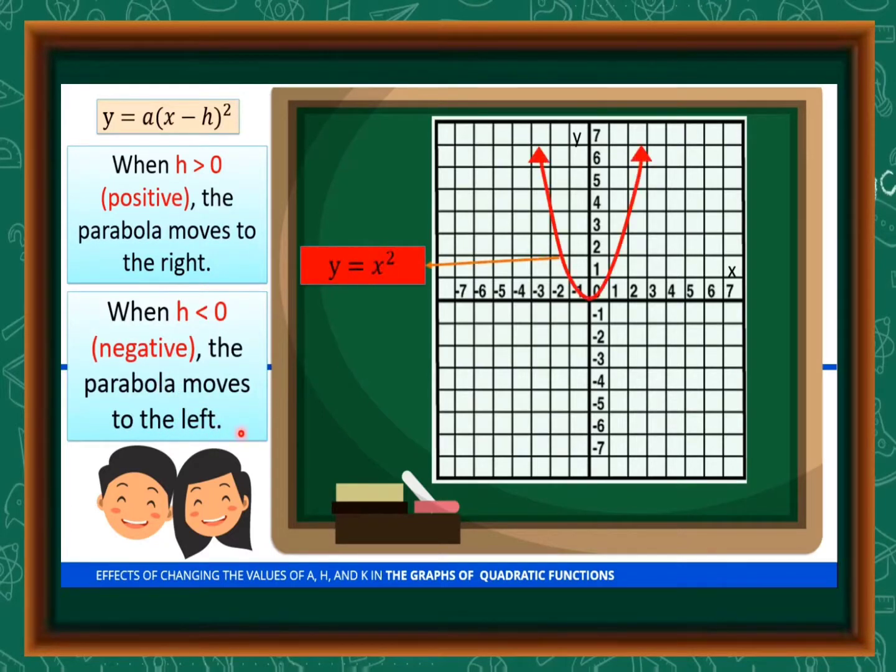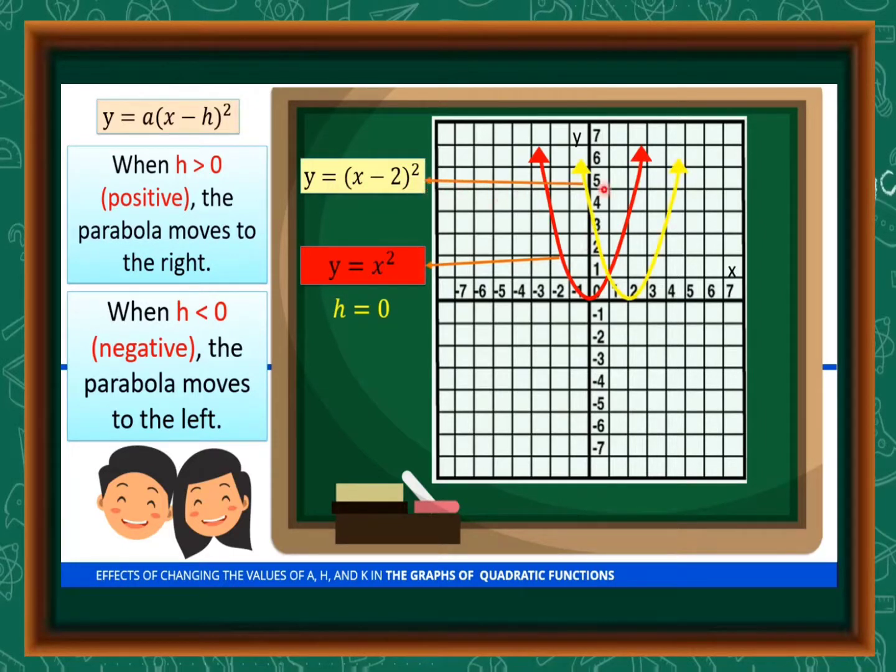So, ilagay muna natin ulit ang ating parent graph para ma-observe natin kung ano ang movement ng ating given quadratic function. So, h is equal to 0 dito sa y is equal to x squared kaya wala pa siyang movement to the left or to the right. Now let's have this quadratic function. Y is equal to quantity x minus 2 squared. Ang a natin dito is 1, so therefore expect natin na ang parabola will open upward. Now ang graph ng ating given function ay ito.